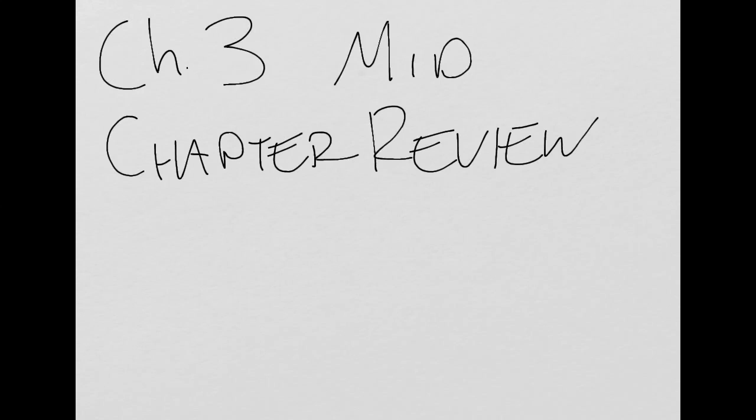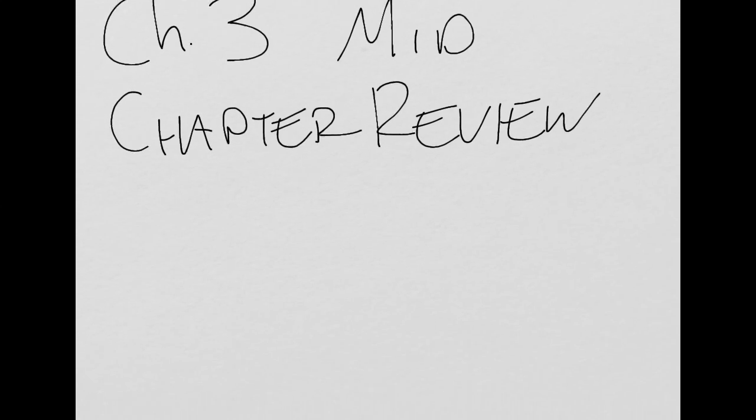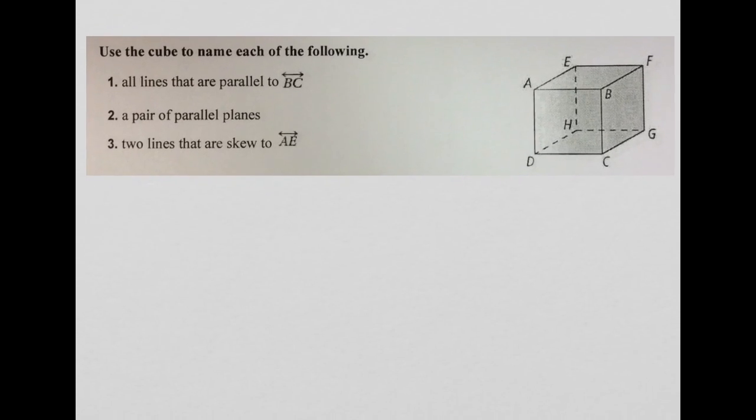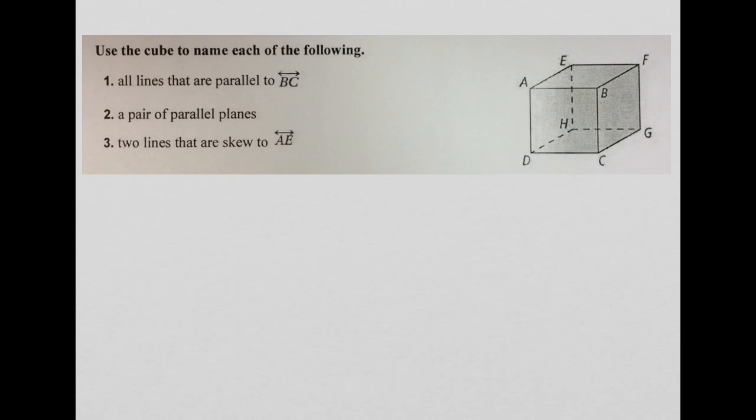Today in class, you got a mid-chapter review worksheet, and we're going to go over those problems. So, first couple of problems, they would like us to use the cube to name each of the following. So we want to find, first, all lines that are parallel to line BC.